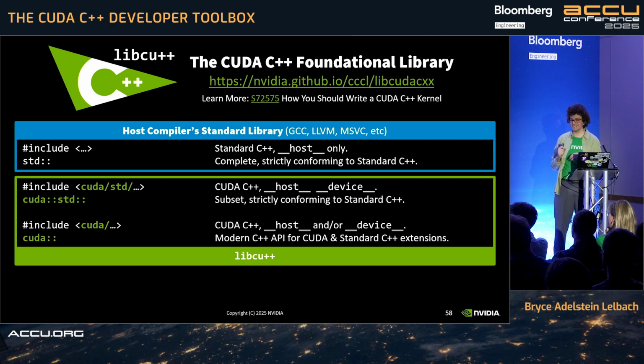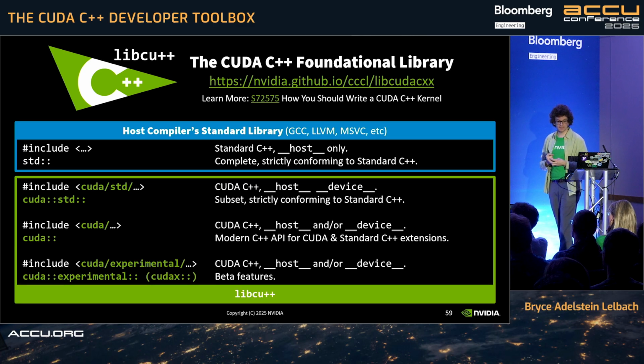Libcu++ also has many extensions to the C++ standard library, as well as modern C++ APIs for the CUDA runtime and device-side facilities. And you can find these in the CUDA namespace. And beta features that are not yet stable are in the CUDA experimental or CUDA X namespace, and we'll see a couple of those a little bit later in the talk.